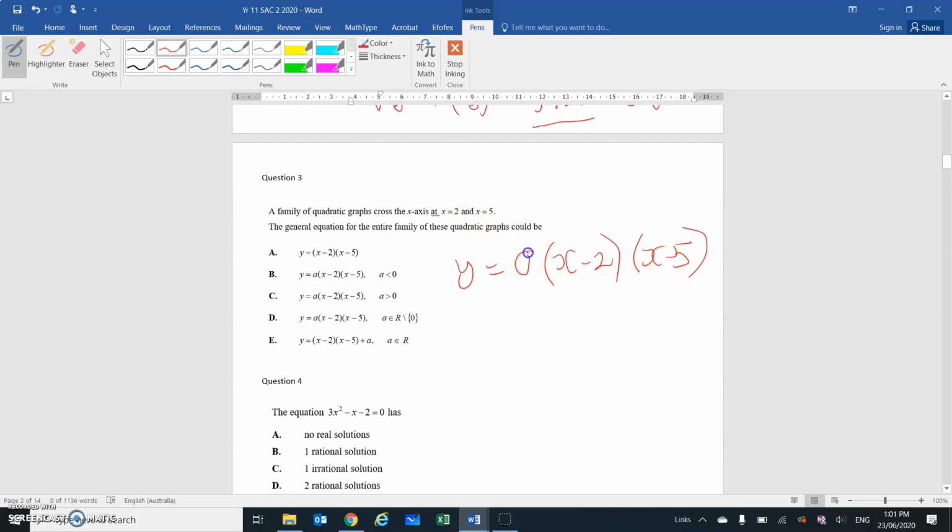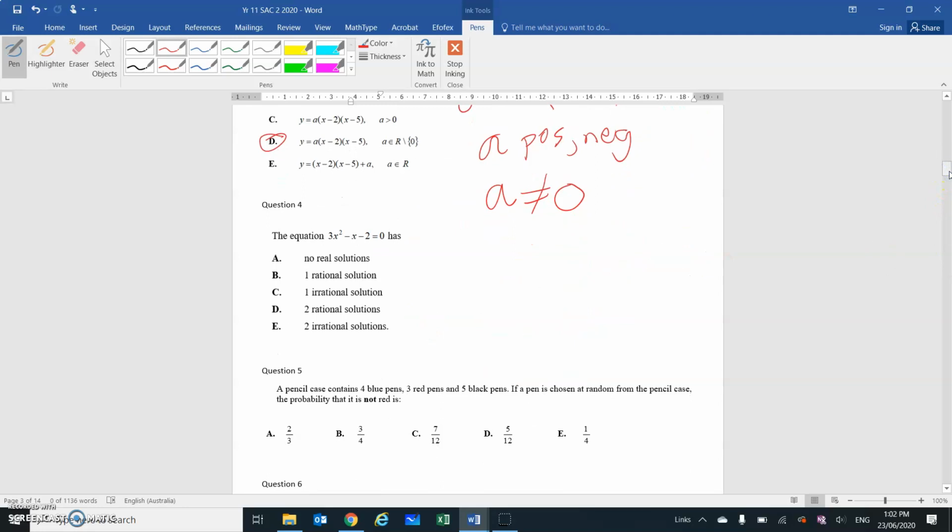And you have to take into account that there's a dilation. We don't know what the dilation is, so we can call it A. Because it's the entire family, A can be positive, A can be negative, but it cannot be 0, because if it's 0 then you don't have a quadratic. So that's why it is option D. A is an element of R, but not including 0. So D. Let's move on.